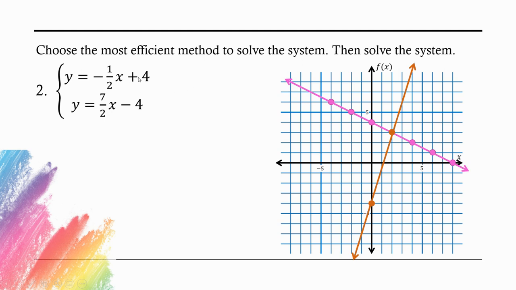Remember, our answer here, the xy pair that satisfies both equations, is where these lines intersect. So that would be this point right here. Start at 0, 0. We go right 2 and up 3. So that is the ordered pair 2, 3.